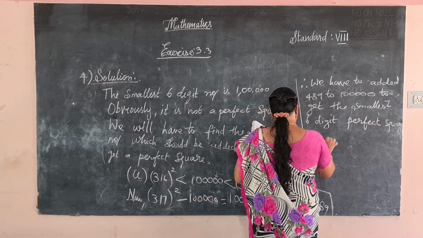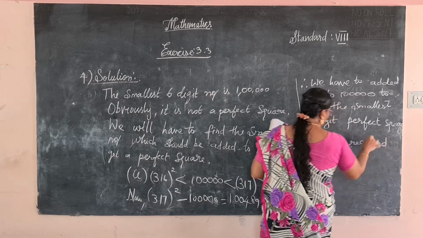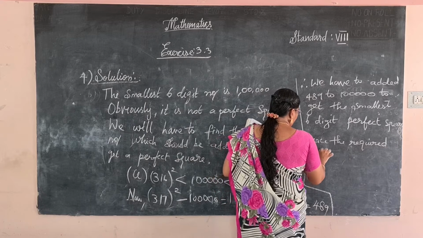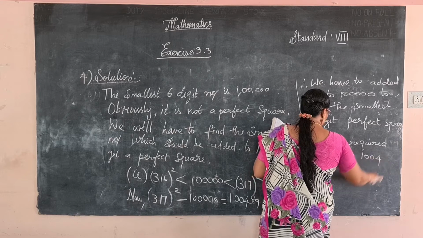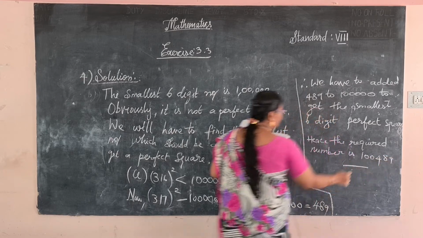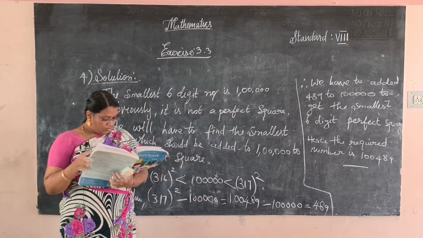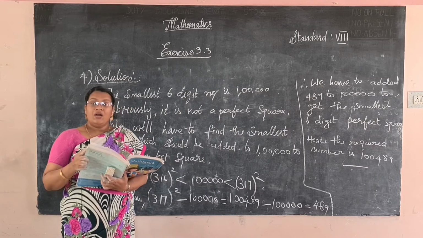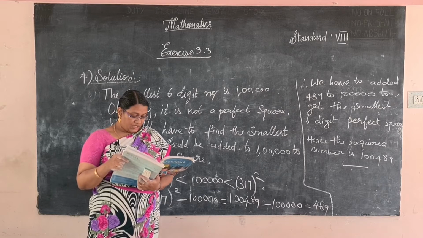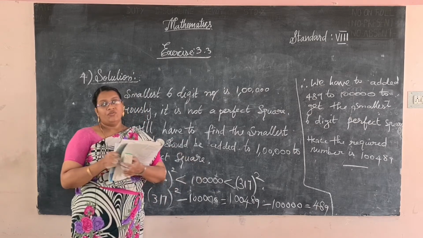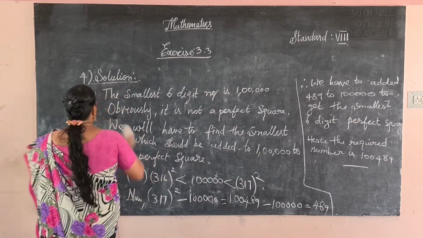Hence the required number is 1,00,489. That is the answer for the fourth problem. Now move to the fifth one. Find the greatest number. The fourth one was the least number. Here they ask for the greatest 4-digit number which is a perfect square.